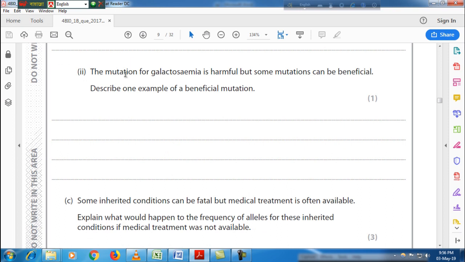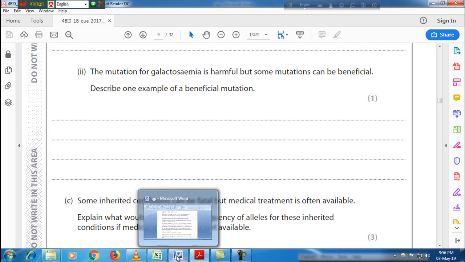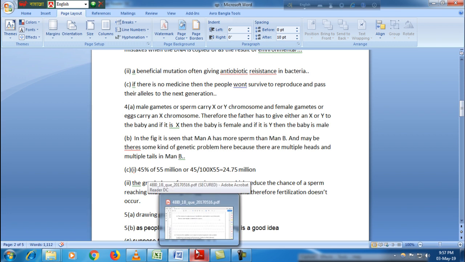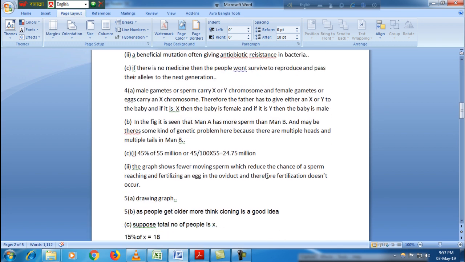The next question is number 2. The mutation for galactosemia is harmful, but some mutations can be beneficial. Describe one example of a beneficial mutation. So you can say many. A beneficial mutation is often giving antibiotic resistance in bacteria. You can say this answer. Okay, it's very easy.